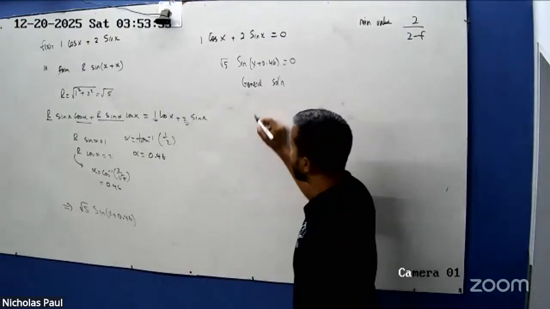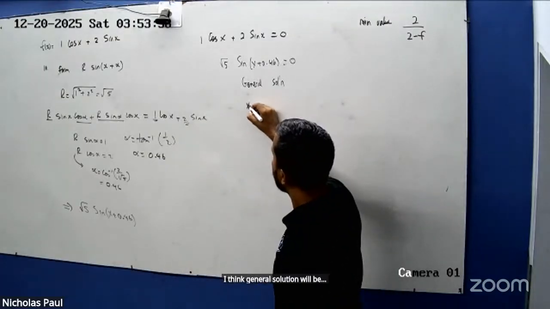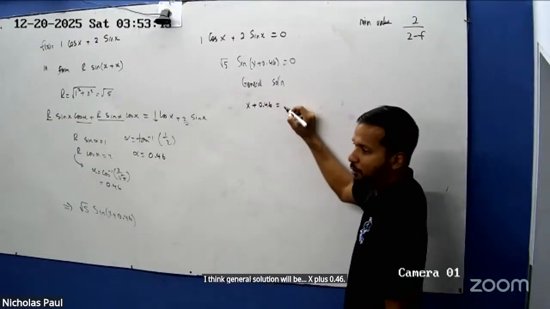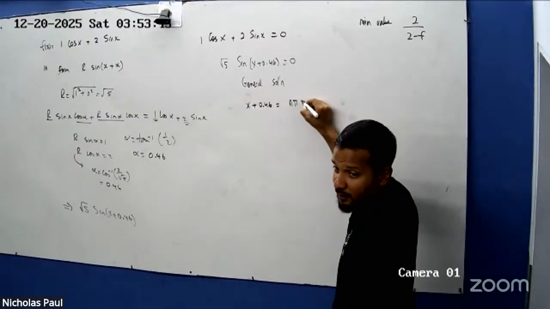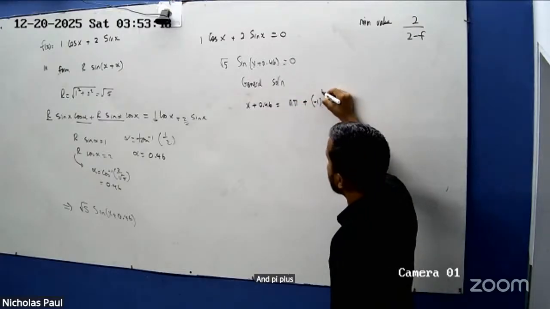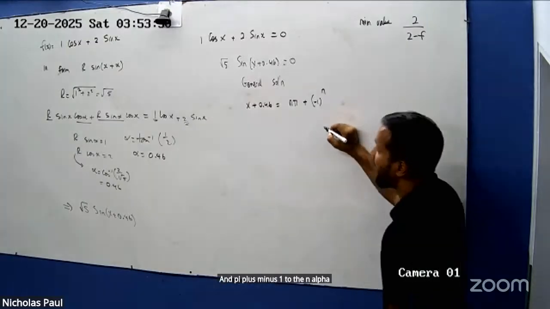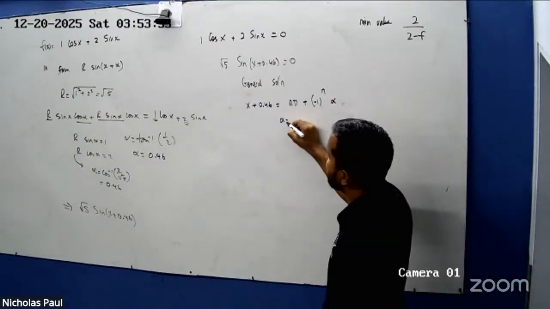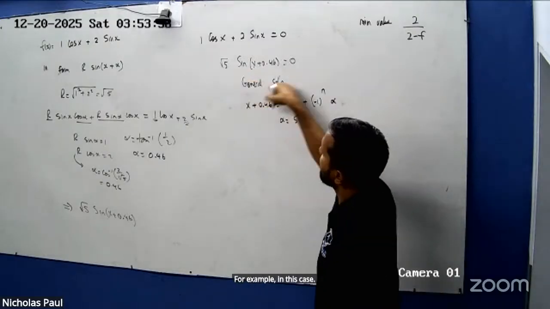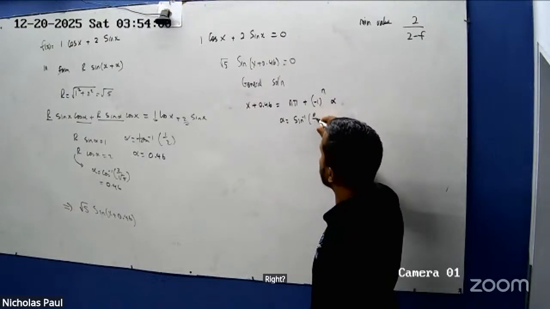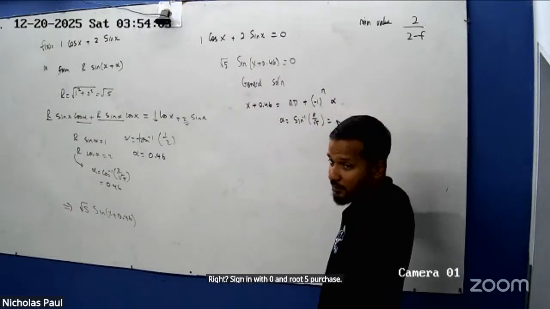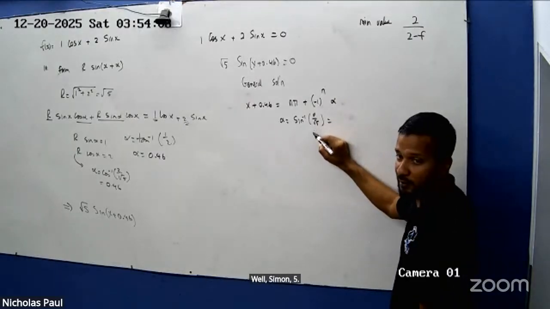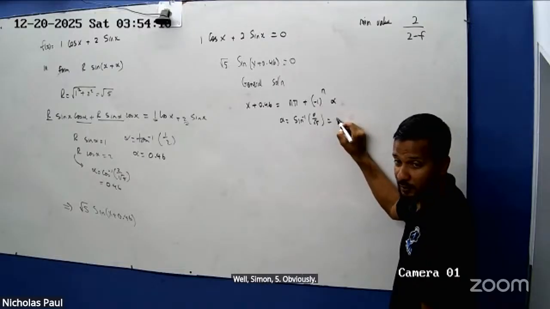Right, so your general solution will be x plus 0.46. What's the formula again? n pi plus minus 1 to the n alpha. And alpha here is what? Sine inverse 0 over root 5, which is? That'll be 0, right?